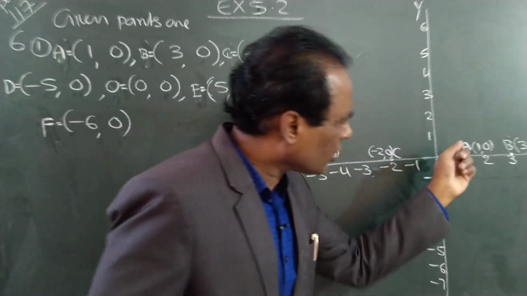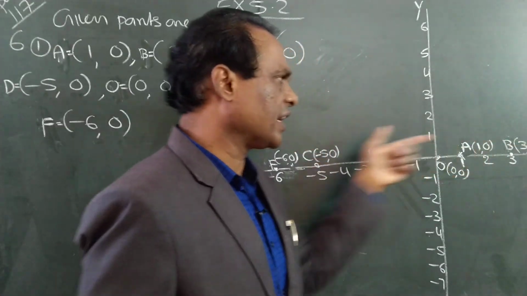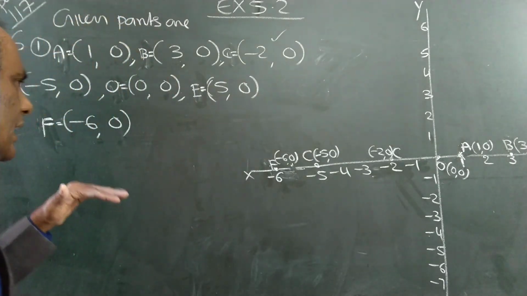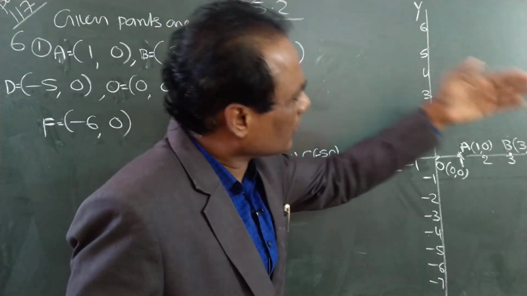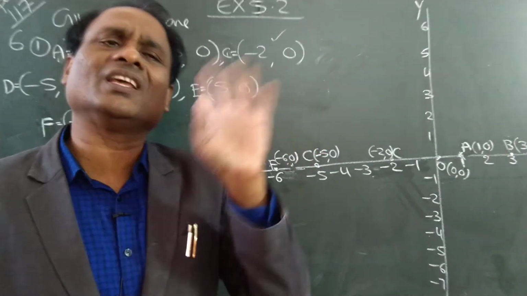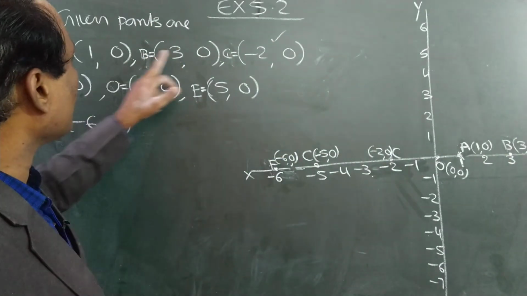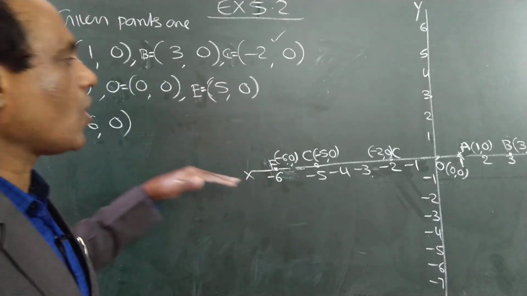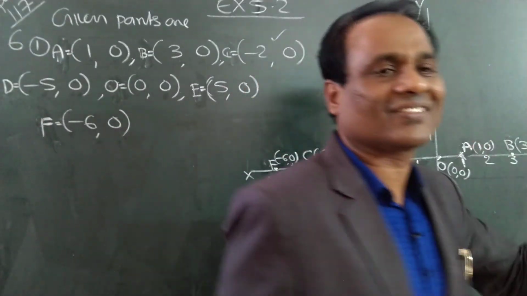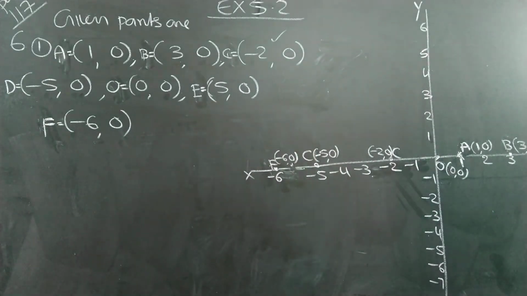Write the small letters to avoid the confusion. Anyway, it is very clear, even without plotting the points we can easily tell. In all these, the y value is 0, the y coordinate is 0. When y is 0, all the points lie on the x-axis. Is it clear or not?